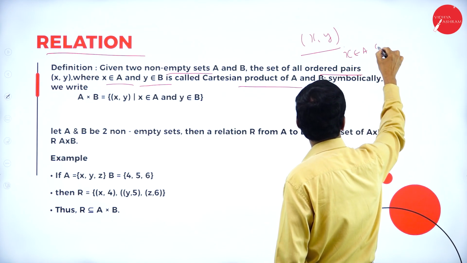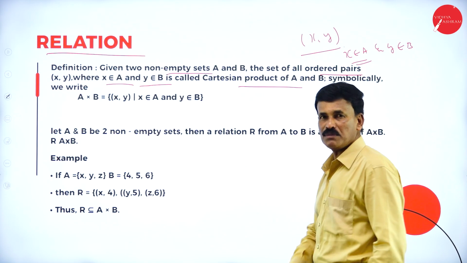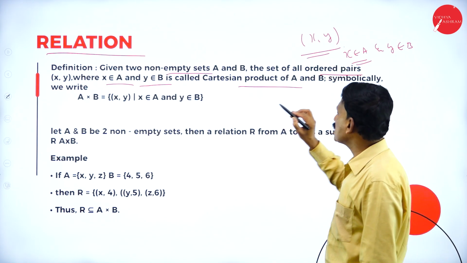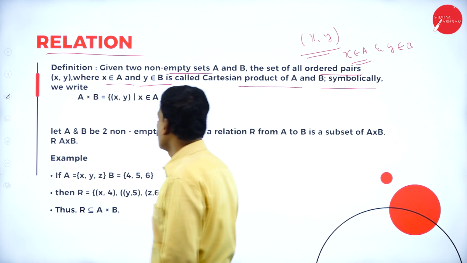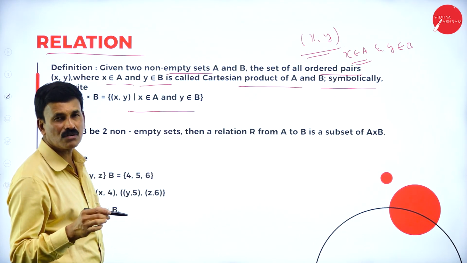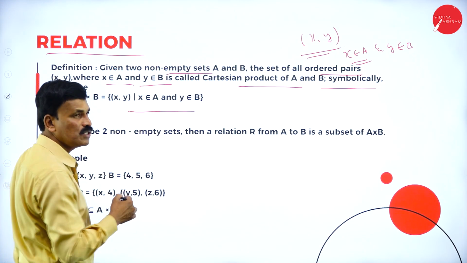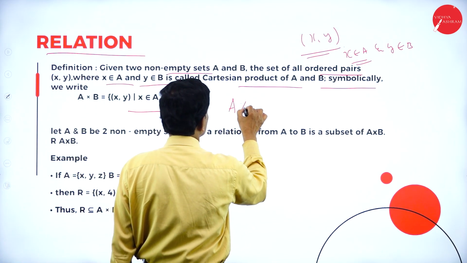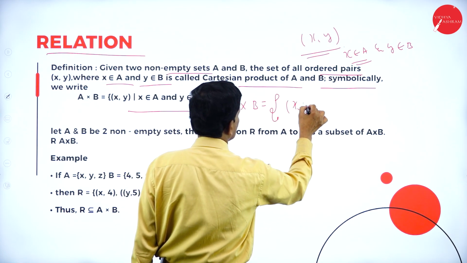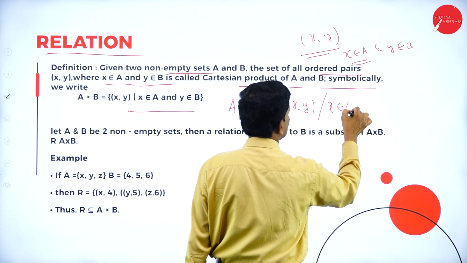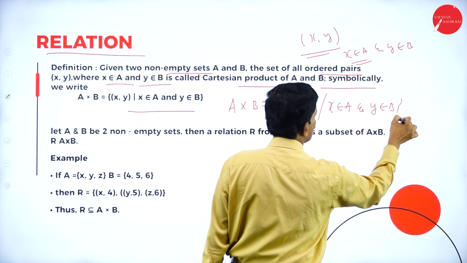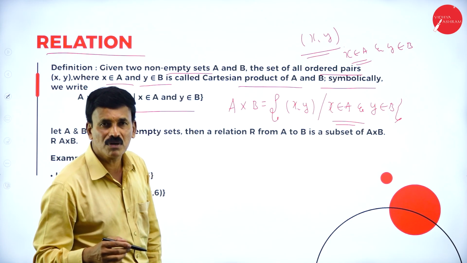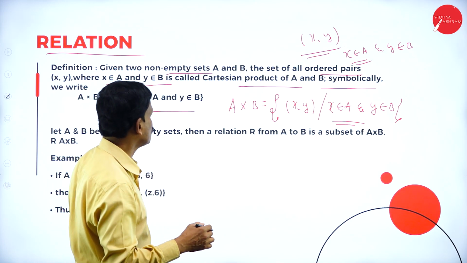That is, x belongs to A and y belongs to B. That means the first member is an element of set A and the second member is an element of set B. Symbolically, the Cartesian product of A and B is denoted as A cross B, which is equal to the set of (x, y) such that x belongs to A and y belongs to B. Then the ordered pairs (x, y) form the Cartesian product.